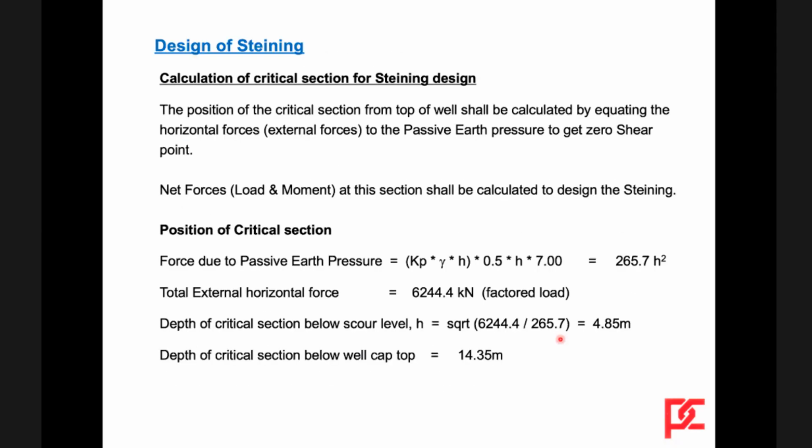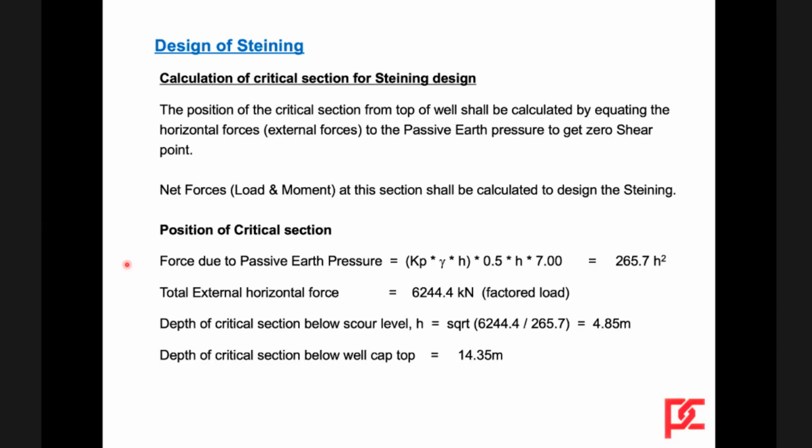Then the design of steining. Calculation of critical section for steining design. The position of the critical section from the top of the well shall be calculated by equating the external horizontal forces to the passive earth pressure to get the zero shear point. Because at the zero shear point, the bending moment in the steining will be maximum. So we have calculated the location where the bending moment is maximum in the steining.